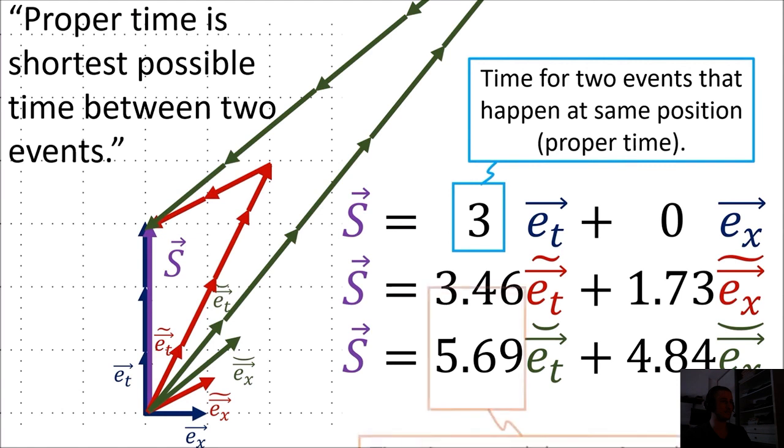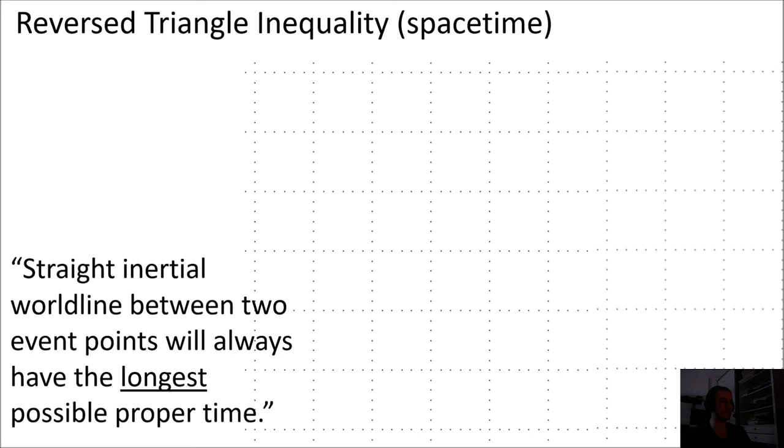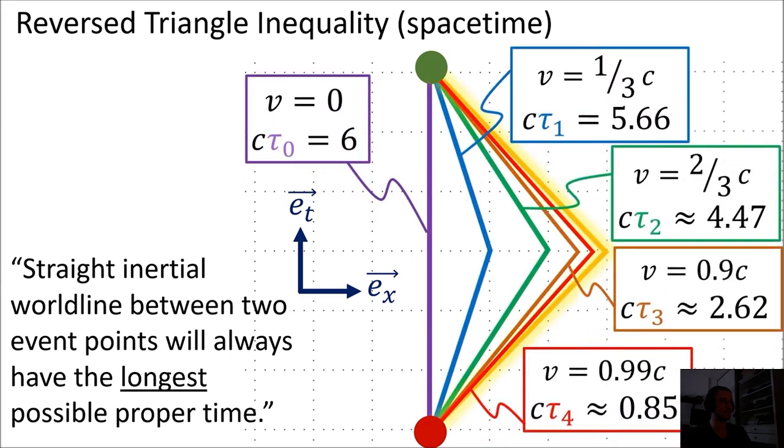All the other reference frames will see this time increased due to time dilation, because they see the clock moving in their frame. And in this video, when I said that a straight inertial world line between two events will always have the longest possible proper time, I was referring to looking at all possible world lines that join these two events. Each world line will have its own clock and its own proper time. The straight inertial world line will have the longest proper time of all of these world lines, because of the reversed triangle inequality for time-like vectors in spacetime. The other world lines will have shorter and shorter proper times the more bent the world line is, approaching a proper time of 0 as we approach the speed of light.